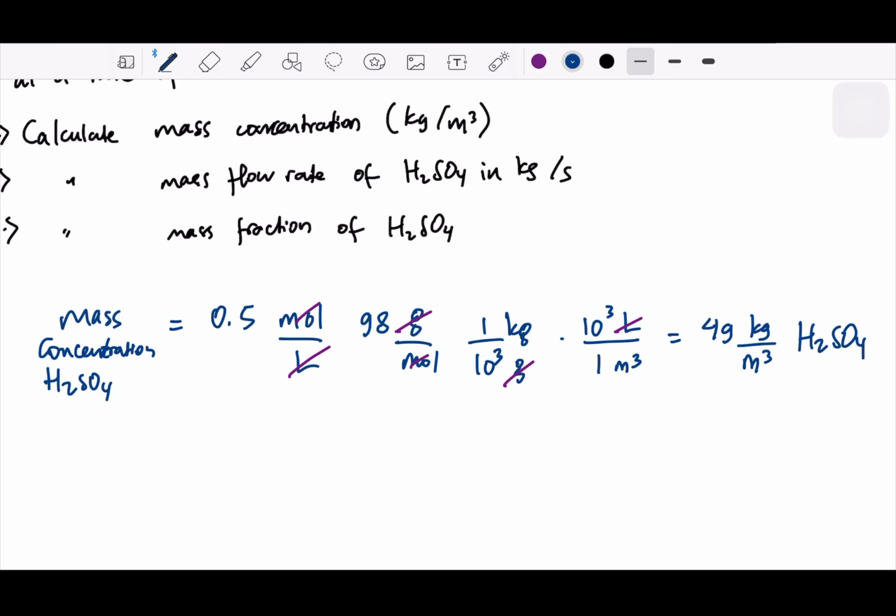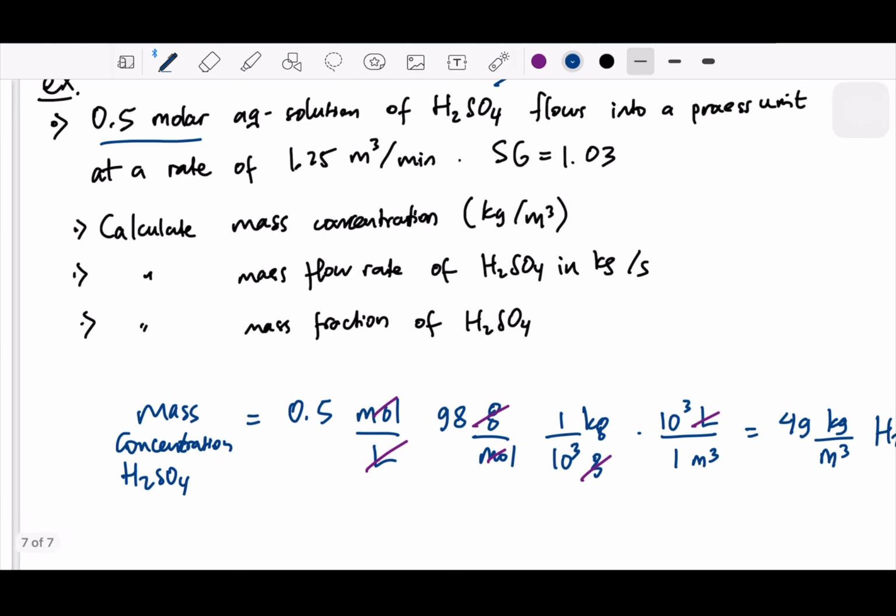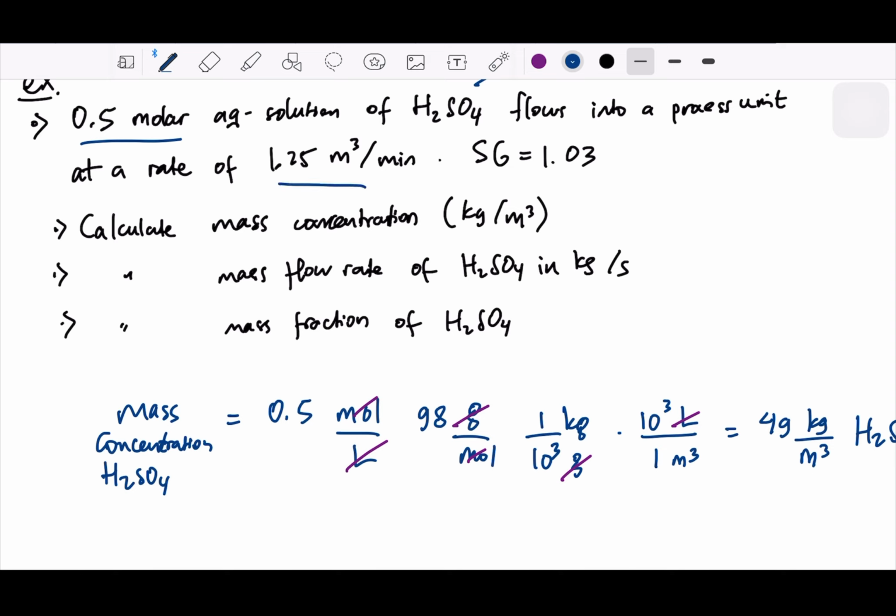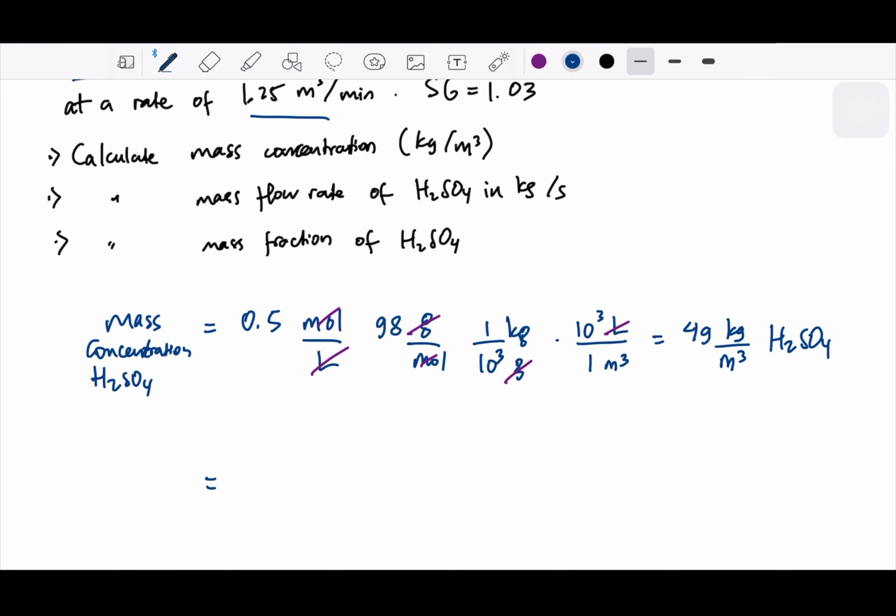And then the flow rate. It should have kilogram over second. But in your questions, you have the 1.25 meter cube over minute. So you need to change the minute into seconds, right? So let's just write as it is. The flow rate is 1.25 meter cube per minute. And then because it's asking mass, how can we get the mass? We can get mass just from the previous answer. We have the mass concentration, so we just took the mass concentration.